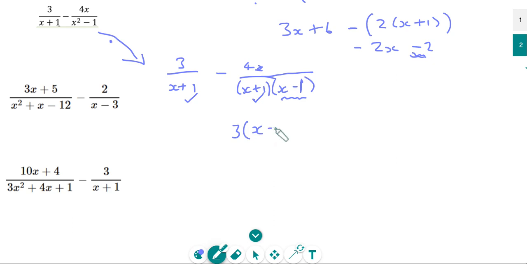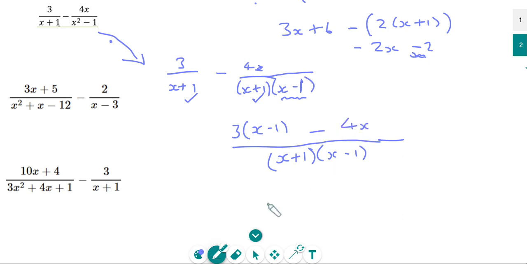So 3 times x minus 1. And I'm going to skip a bit of a step here. I'm going to say 3 times x minus 1 over x plus 1, x minus 1, and then minus 4x. So what's the step that I skipped? Well, I just put these fractions together sooner. What's that going to be? 3x at the top, 3x minus 3, and then take away another 4x. So it's going to be minus x over the same denominator as before.